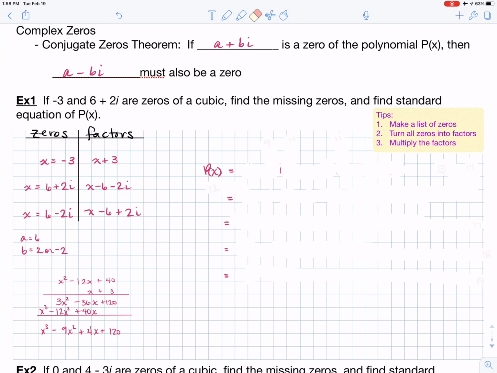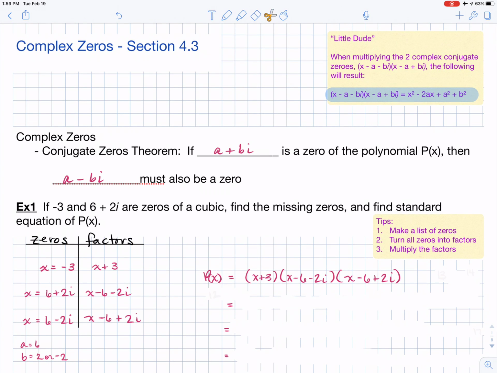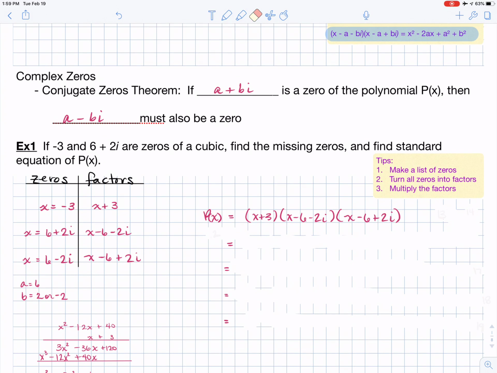Now, tip number 3 says to take your factors and multiply them together. So here's a list of our three factors. Let's multiply those together. The first one is our x plus 3. The second one is our x minus 6 minus 2i. And the third one is x minus 6 plus 2i. Now, remember that I gave you little dude, and this is so that I can multiply these two complex conjugate zeros together. This is my shortcut. So for now, I'm going to totally leave alone that x plus 3. I'm not going to deal with that quite yet.